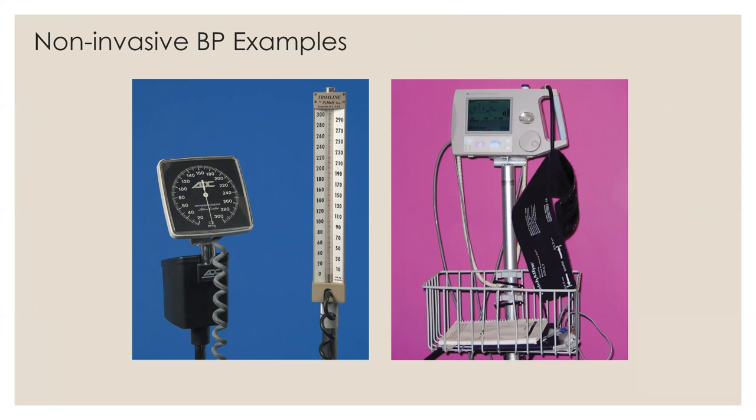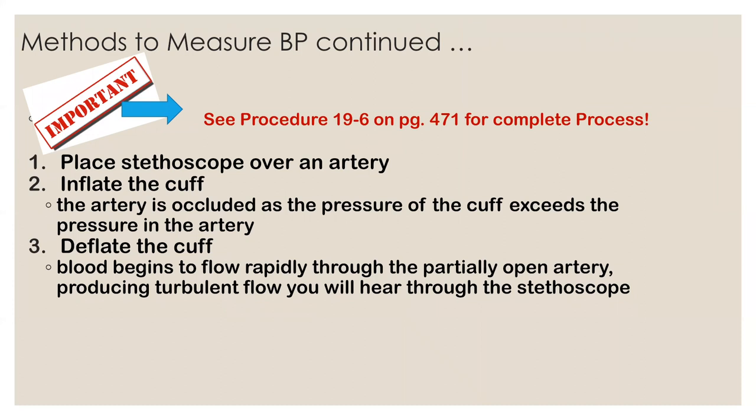And so, methods to measure blood pressure. You can review this procedure in your book. It's 19-6. Okay. And so this is how you're going to measure the blood pressure. Again, see page 471 for the complete process. But basically, you're going to place the stethoscope over an artery. Typically in nursing, most often, we're going to use the brachial artery in the arm. You're going to inflate the cuff. Once you inflate that cuff, you are going to be listening with your stethoscope at the same time. And once you inflate that cuff above a certain pressure, you're cutting off the blood supply to that arm. Okay.